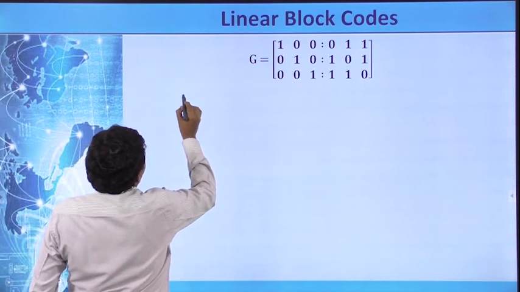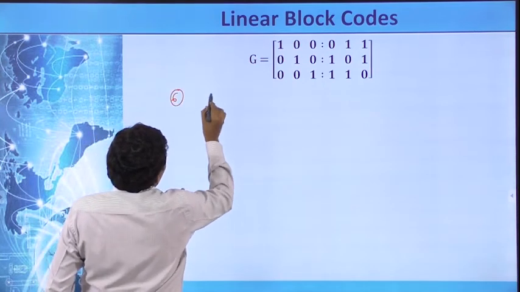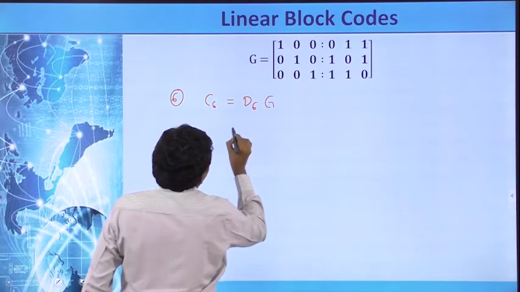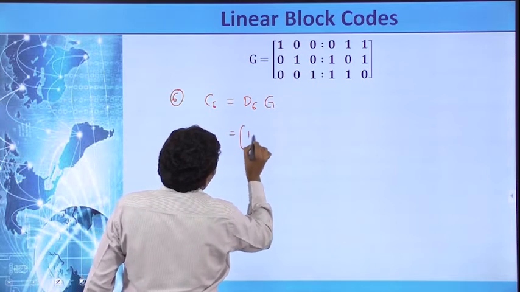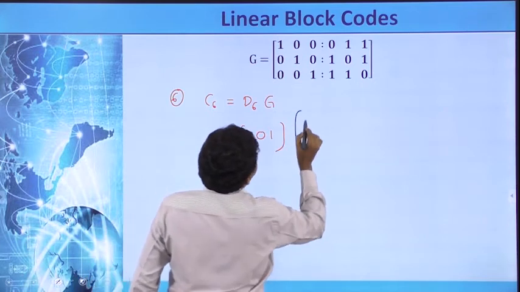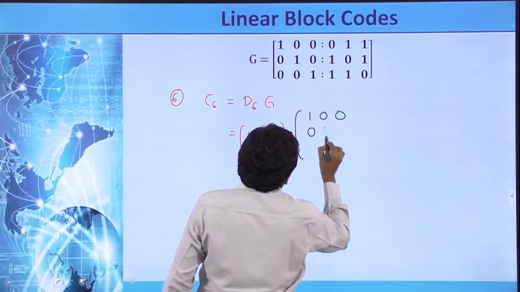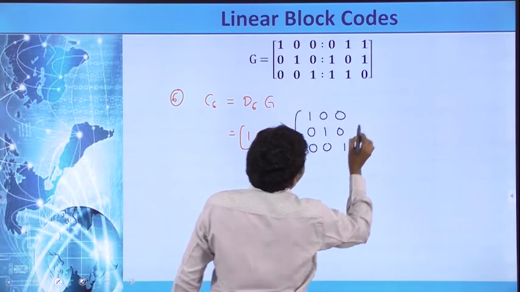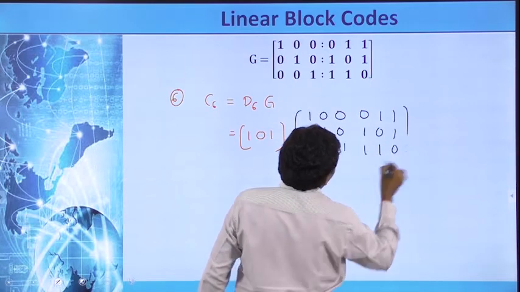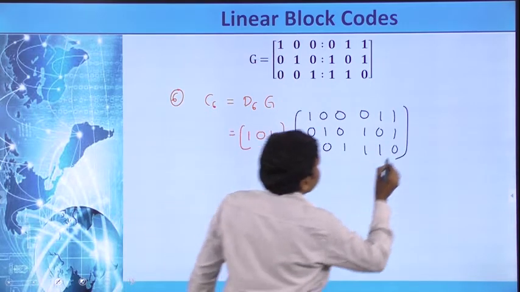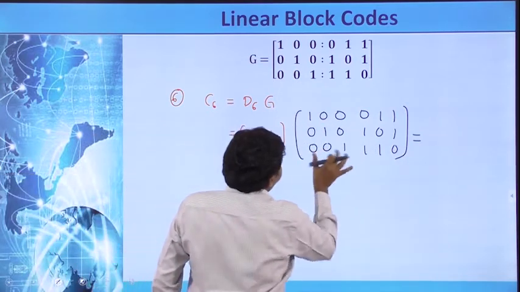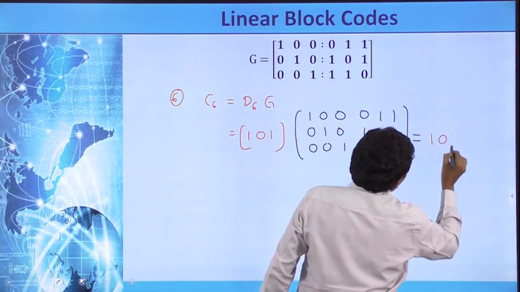Number 6, that is the sixth code word. C6 equal to D6 into G, where D6 is 1 0 1. The generator matrix is 1 0 0 0 1 0 0 0 1 0 1 1 1 0 1 1 1 0. Okay, so perform matrix multiplication. The first three bits are multiplied with the identity matrix, so they are nothing but as it is.